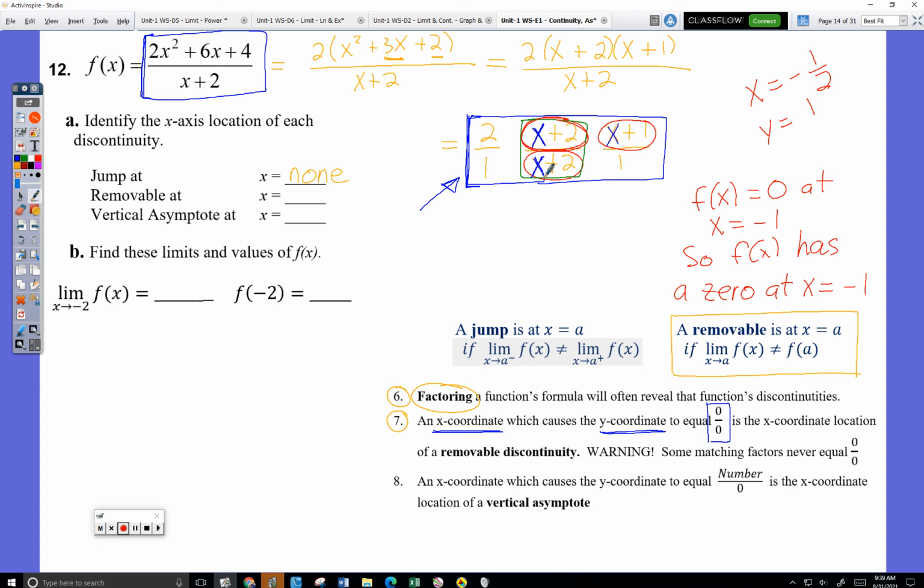The green box becomes 0 over 0. It does not matter what anything else is, because the 2 times this 0 times whatever this is, the top's going to be 0. 1 times this 0 times 1, the bottom's also going to be 0. We have a removable discontinuity when the x coordinate is negative 2.